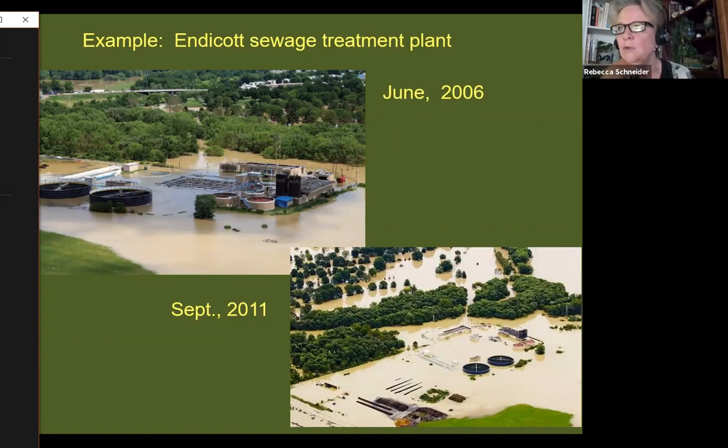And so this is a photo of the Endicott Sewage Treatment Plant along the Susquehanna River, taken in June of 2006 when we had a huge flood event. And then 5 years later, in September, the same treatment plant was flooded again. It cost millions of dollars to deal with that first flood event and then to do the repair 5 years later. So what do we do about this?